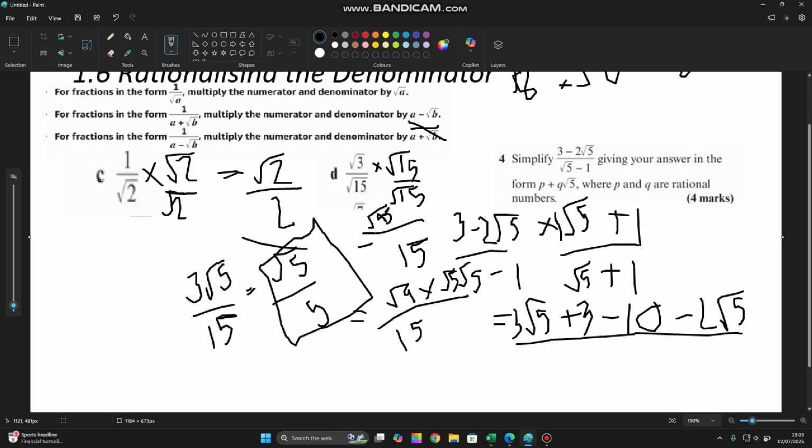On the denominator, we have root 5 times root 5, which is just 5. Root 5 times 1, so it's plus root 5. And then minus 1 times root 5, which is minus root 5. And then minus 1 times by 1, which is just minus 1. Now, see, we've got the root 5 and the minus root 5. These will just cancel. And then we can also simplify this. 3 minus 10, that is minus 7.